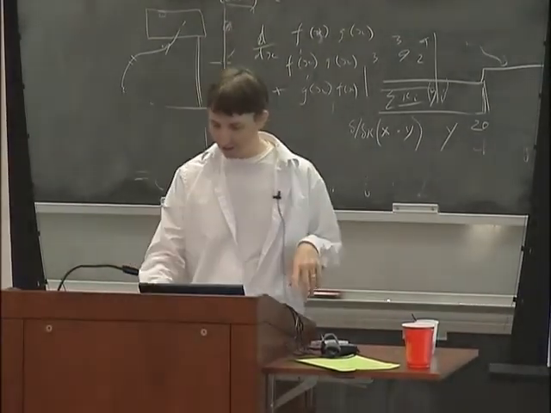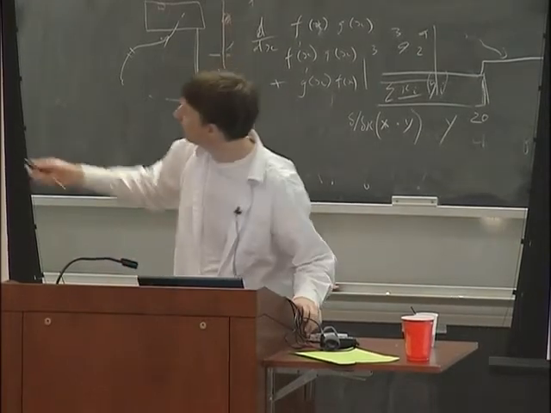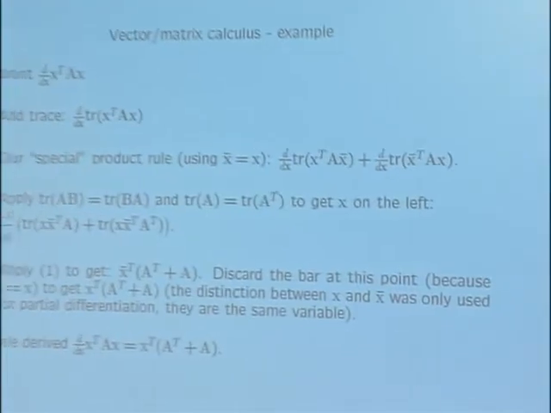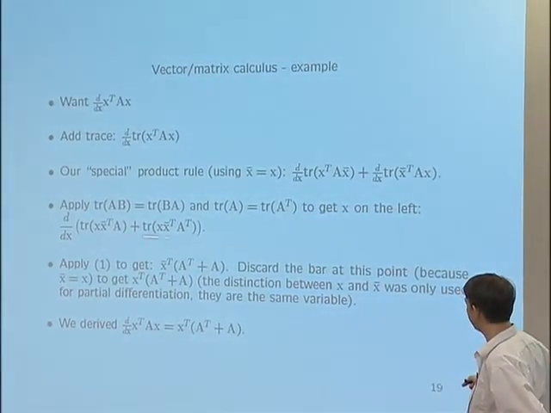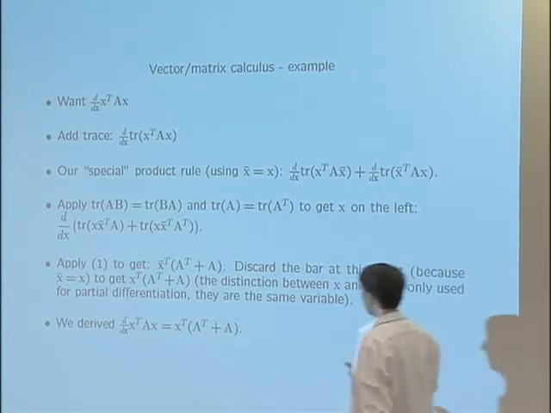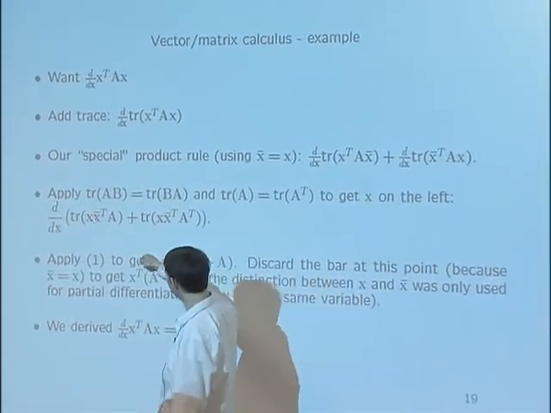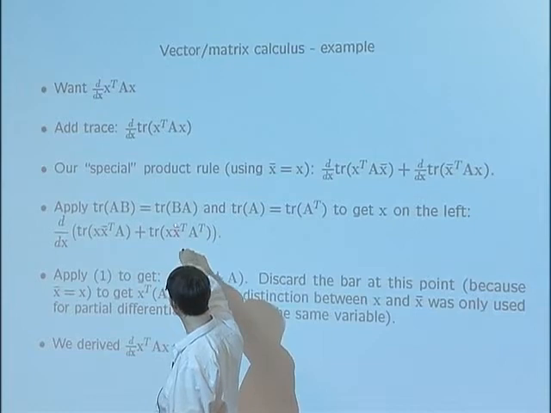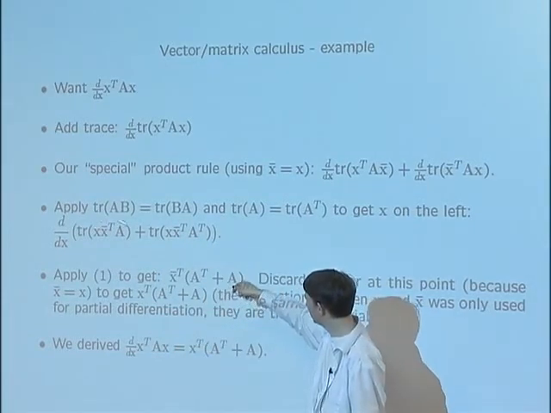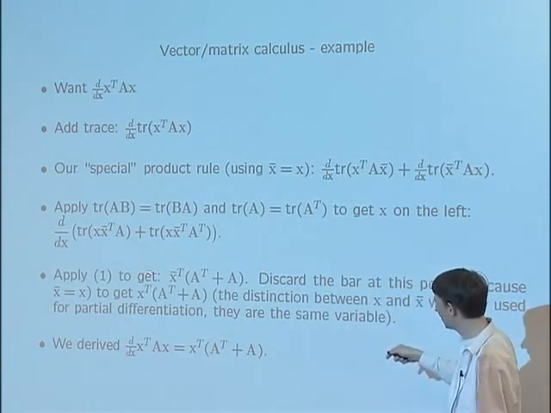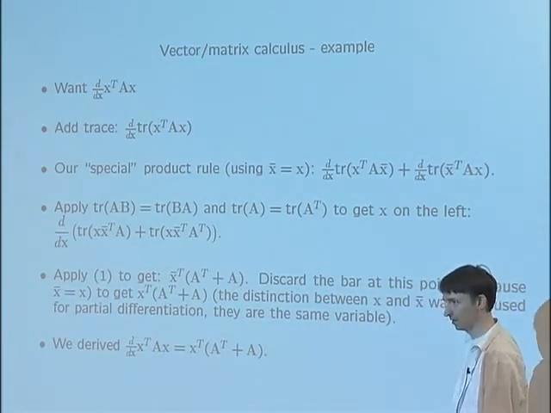So now let's go back to our previous slide. Rule 1 says that d by dA of AB equals B. That's very simple. So we're applying rule 1 to this stuff. And so in this case, A corresponds to x itself, and B corresponds to this bracketed expression. And then, in this one too. So that's why we get this when we apply rule 1.